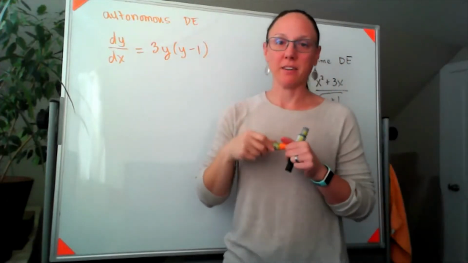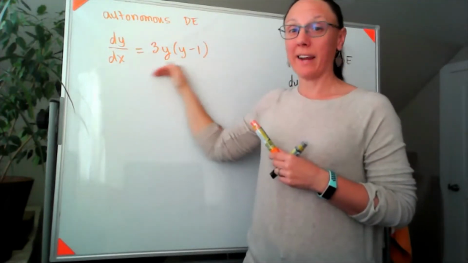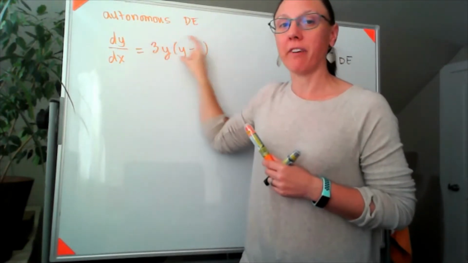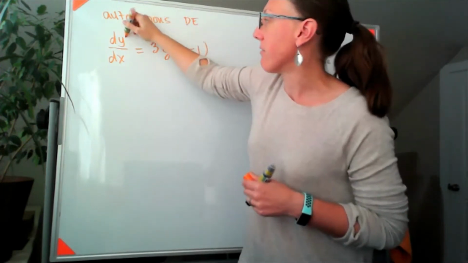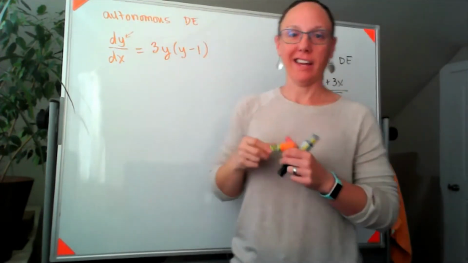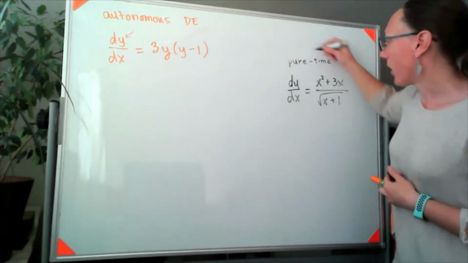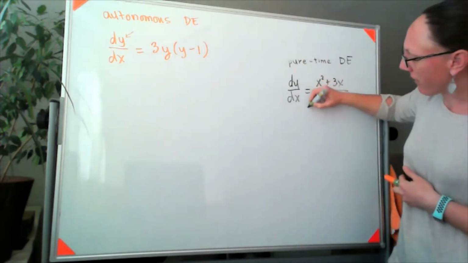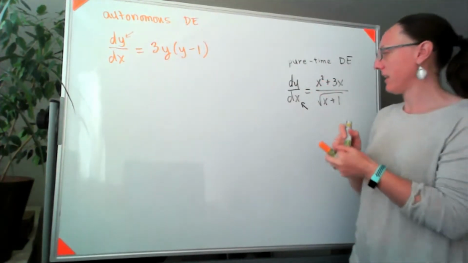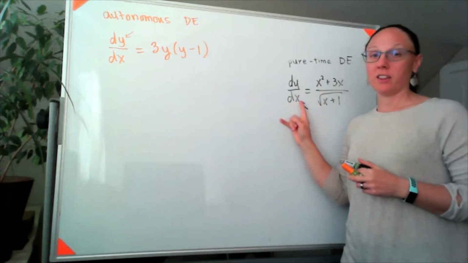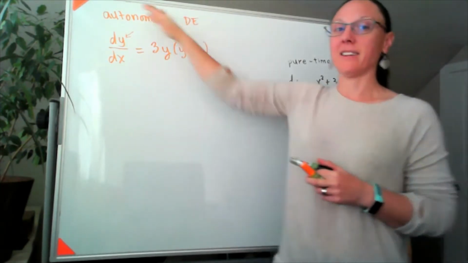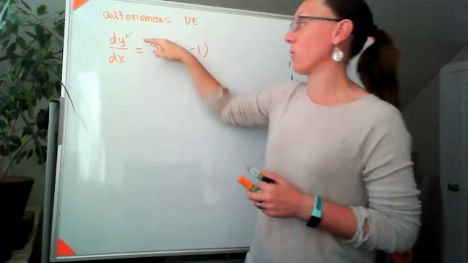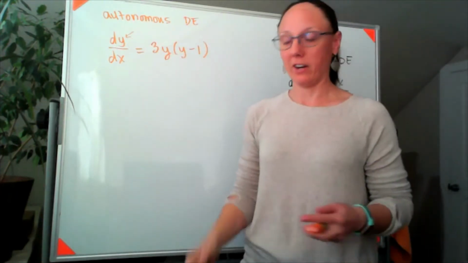An autonomous differential equation, because on the right-hand side here, the only variable we have is the variable from the numerator in our derivative. So we are a pure time differential if everything is in relation to the variable in our denominator, and it's autonomous if everything is in relation to the variable in the numerator.